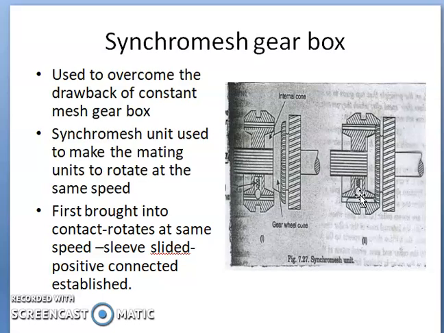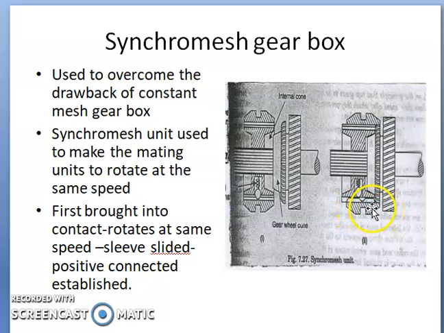So first, when we want to change the gear, these two cones are brought into contact. So due to friction, these two cones tend to rotate at the same speed. When they are rotating at the same speed, the driver applies slightly more pressure. So first, these balls restrict the driver from applying too much force. So only the drums are brought together and they are now rotating at the same speed. Once this is achieved, the driver applies force to overcome the resistance by the spring loaded balls, and now the collar or the sleeve is slid into position.